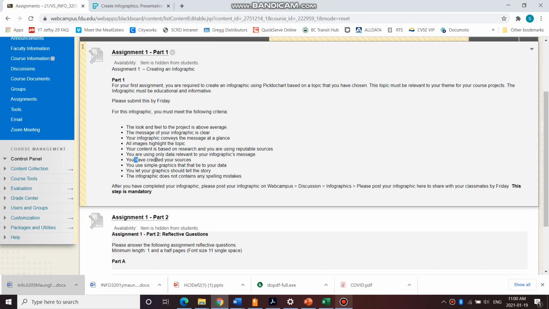Make sure that you credit your sources, and make sure that you use simple graphics that tie to your data. You should let your graphics tell the story when possible. It's an infographic, so the graphics in your infographic should be telling the story. And it should not contain any spelling errors, so make sure that you double check for typos.